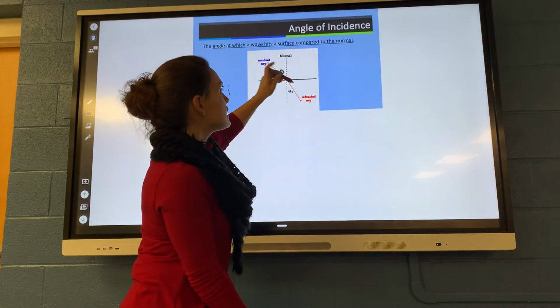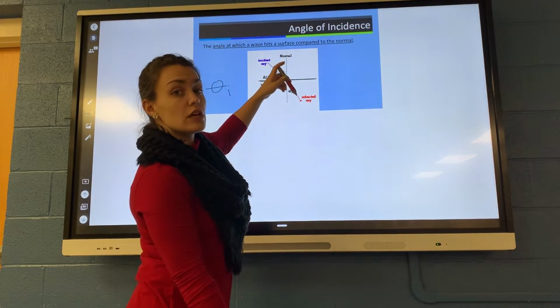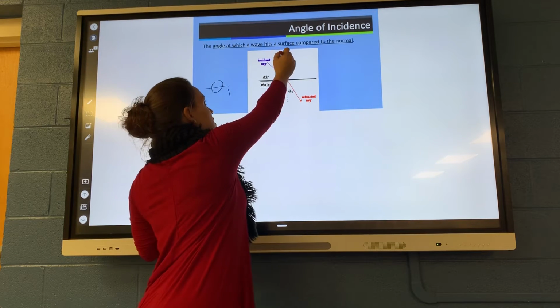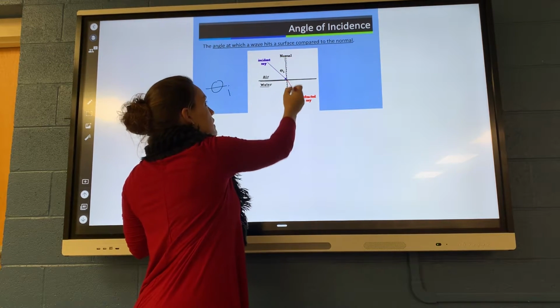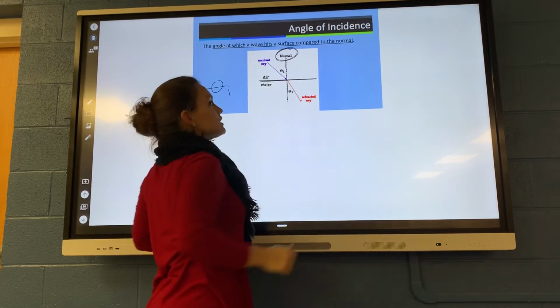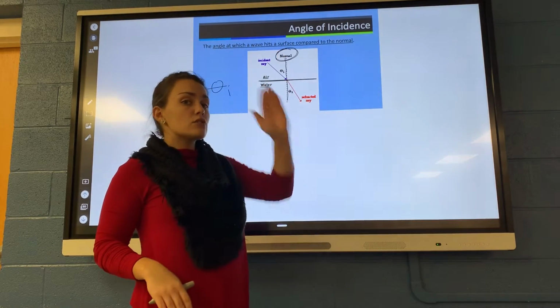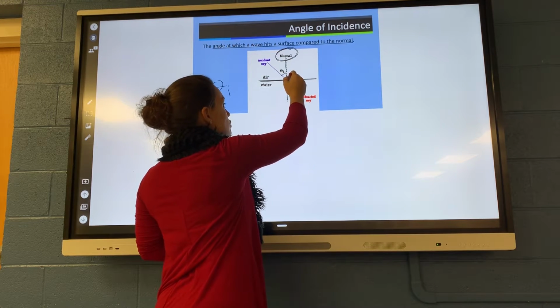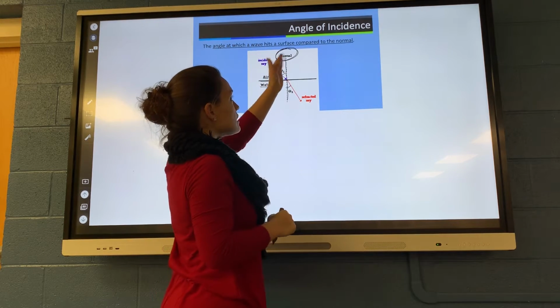A medium, it changes speed and it creates a refracted wave. All right, so remember, we always measure to the normal. Very, very important. There's always the normal. It's a 90-degree line that goes through that barrier. So your angle is measured to the normal, all right? So from the ray to the normal.